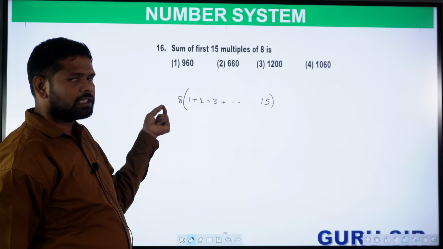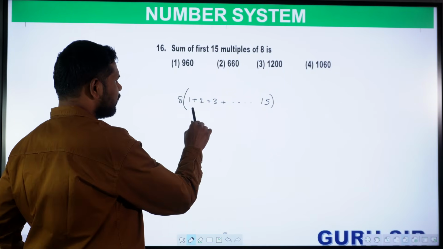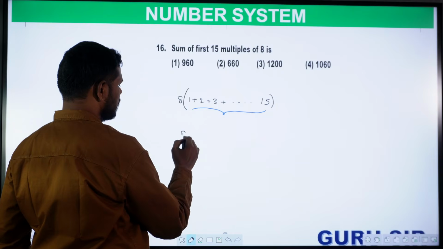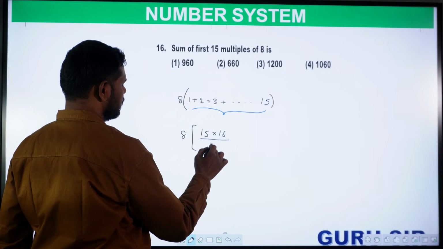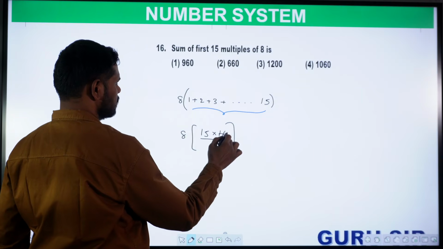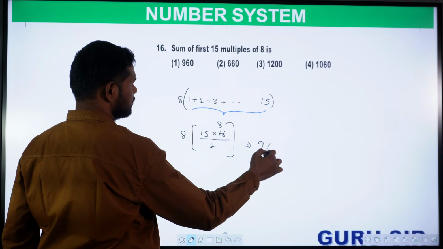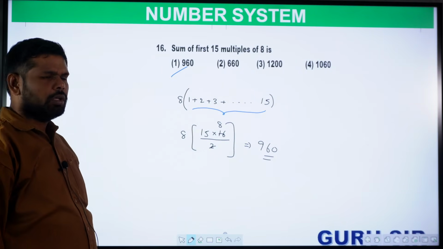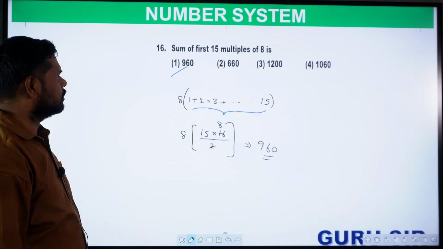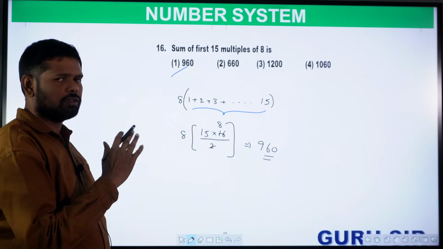I take 8 as common. I mean, the multiples of 8 are 8 into (1 plus 2 and so on up to 15). So using the sum of the first n natural numbers formula, we get 8 into 15 into 16 by 2. 2 ones are 2, 8s are 8, 15 into 8 is 120, 120 into 8 is 960. That is the answer. So simple. So it is very easy to solve all questions, right? Just analyze and solve.